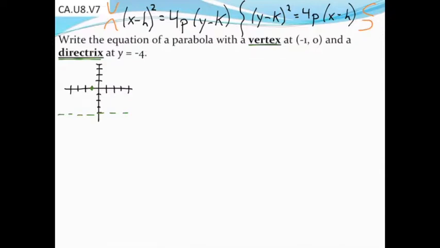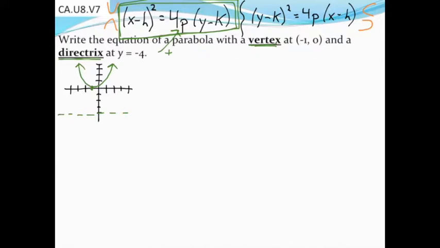Since my parabola will have to pass through the vertex but open up away from the directrix, I know I've got an upwards opening parabola, so something that looks roughly like this. What that tells me to use then at the top is the x squared model. The x squared is used when the parabola opens up or down. Also, since the parabola specifically opens up, that tells me the p-value, the distance to the focus, is going to be something positive.